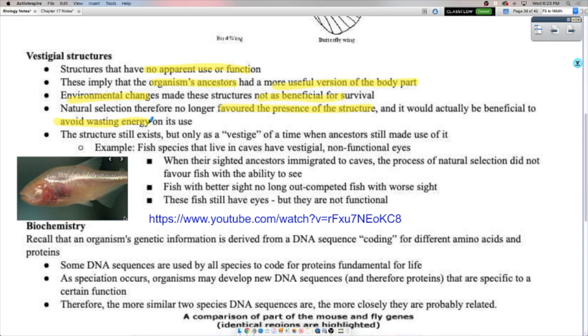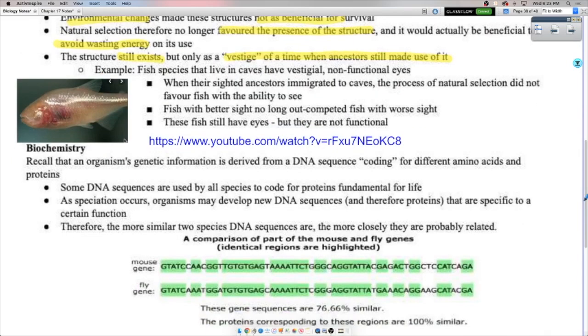We don't need them that much. They're not that important for our survival. So they are vestigial structures. So it still exists, but it's just kind of a ghost of a past time. It's a vestige of a time when ancestors still made use of it. So it's very strong evidence that evolution is occurring, right? If species morphology is changing, that's evolution. That's the definition of it, right?